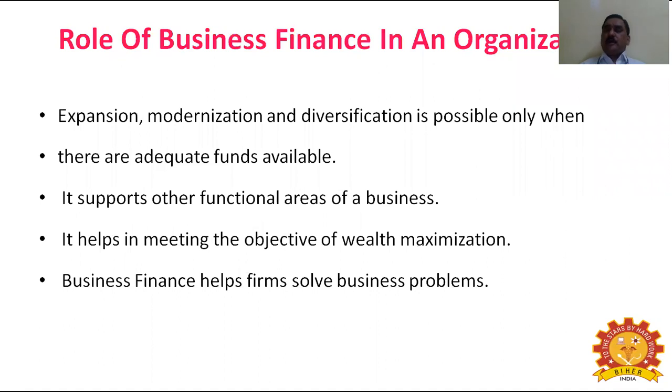Next, expansion, modernization, and diversification are possible when there is adequate money or funds available in the firm. It supports the other functional areas of the business. It helps in meeting the objective of wealth maximization. Business finance helps firms solve business-related problems.